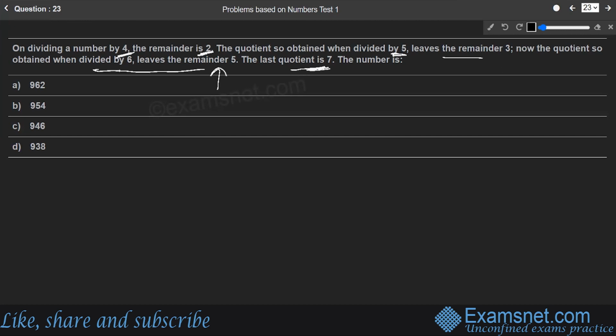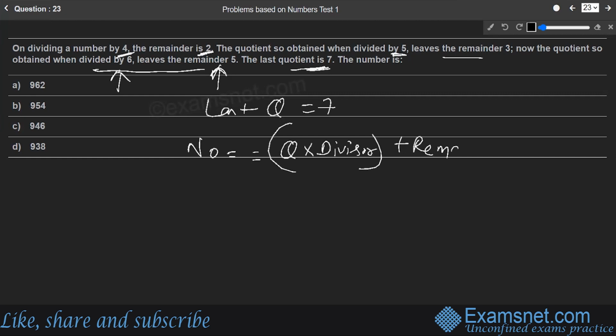So we'll start from the last step only, because there is some data given. As they say, the last quotient value is 7. He said when the number is divided by 6, and this last quotient, what has happened in the last division is the number has been divided by 6 and the remainder is left out as 5. So whatever was the number divided by 6, we can use the divisibility theorem, that is, the number can be found as quotient into divisor plus remainder. This is what is called the remainder theorem.